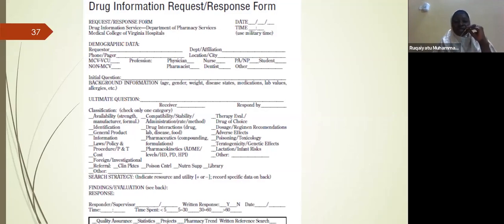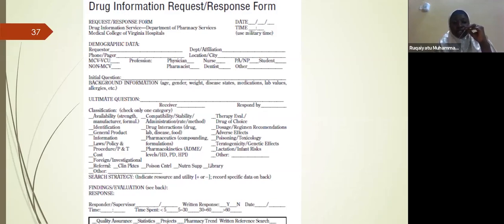So a quick run through of the form, we'll see that the first aspect is the demographic data of the requester. We need to know the requester's name, the department or affiliation, the phone number, of course, because you need to give feedback and also a follow-up. Then the profession there, like I said, helps you to know the health literacy of the requester, to know what relevant information you need to give.